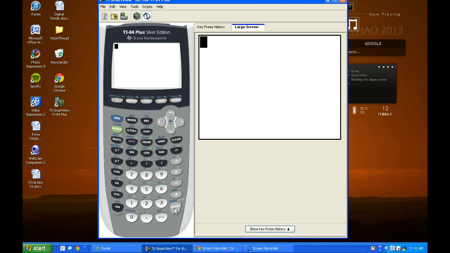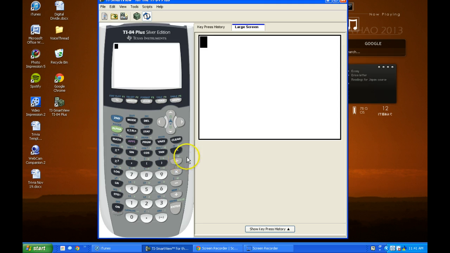First off, the Enter key acts as an equal sign. It's the same as hitting equals on a four-function calculator. If I wanted to do 6 plus 9 and find out what it's equal to, I hit Enter and I get 15. If I want to clear the screen, I press the Clear key.